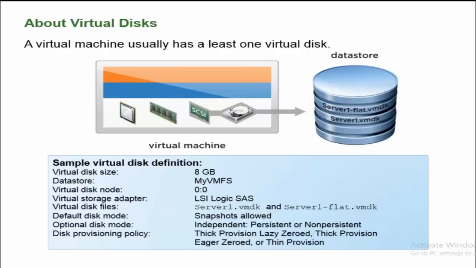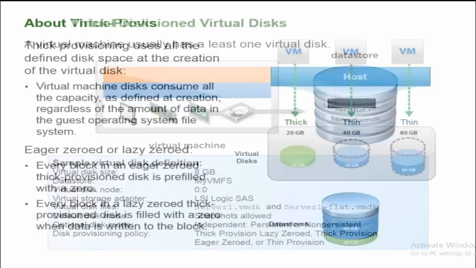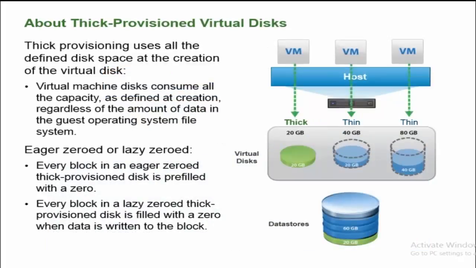Now about disk mode, there are two modes, dependent and independent. In dependent mode, snapshots are allowed, but in independent mode, snapshots are not allowed. We will talk about it later in the snapshots chapter. In independent mode, there are two options, persistent and non-persistent. With persistent, your data is retained on the disk whether you power on or power off the virtual machine. In non-persistent mode, your data will get lost if you power off the virtual machine.